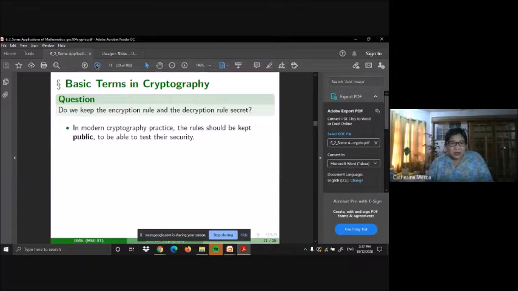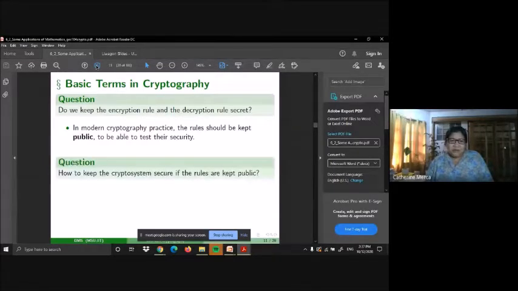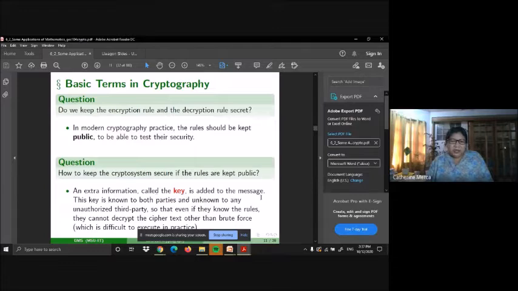What do you think? In modern cryptography practice, the rules should be kept public to be able to test their security. Question, how to keep the crypto system secure if the rules are kept public? You have what we call your encryption key. We have your key added to the message. This key is known to both parties lang and unknown to any unauthorized third party. So, na-add siya key na additional form of security. So that even if they know the rules, they cannot decrypt the ciphertext other than brute force, which is difficult to execute in practice.